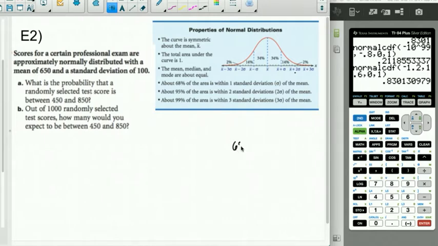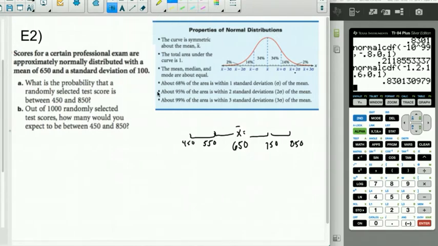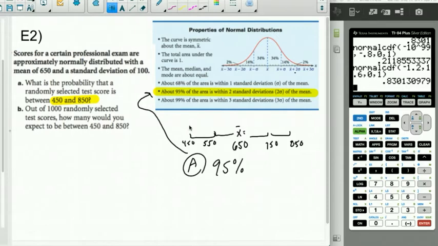Well, if you picture that 650 is the mean, right, so this is my mean, then 1 standard deviation out is 750, and 2 standard deviations out is 850. Going in the other direction, 1 standard deviation out is 550, and the next standard deviation out would be 450. So what we're talking about here is this exact situation. 95% of the data falls within 2 standard deviations. So the answer to this question, this is 2 standard deviations. The answer to A is 95% because approximately 95% of the data falls within 2 standard deviations, right?